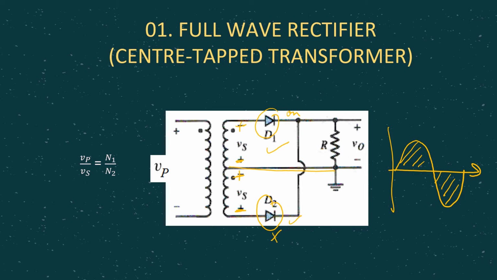Why? Because negative potential is connected to the positive terminal of D2. When we consider the negative half cycle, VS can be represented with negative and positive like this, the opposite. So in this condition, D1 will be off, and this time D2 will be on.